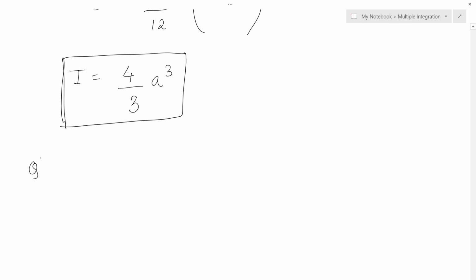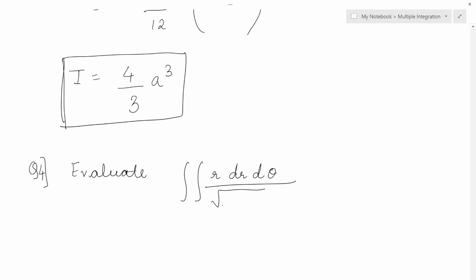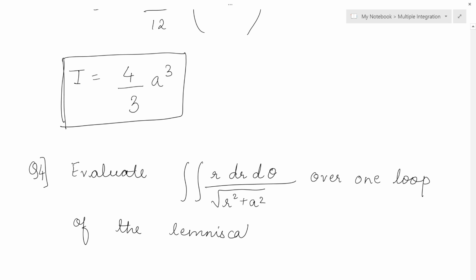Let us continue with the sums. Right? So the fourth question that we'll take on similar is evaluate double integration of r dr d theta under root of r square plus a square. This is the integrand that is given, and the region that is given is over one loop of the lemniscate. So the lemniscate equation that is given is r square equals a square cos 2 theta.